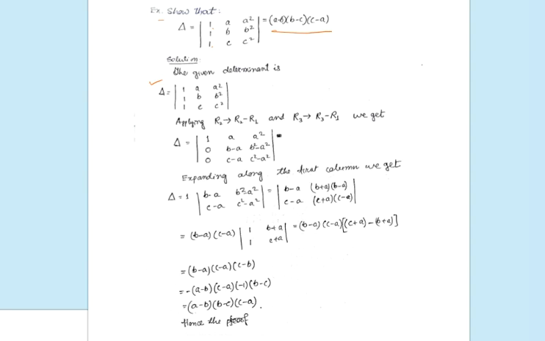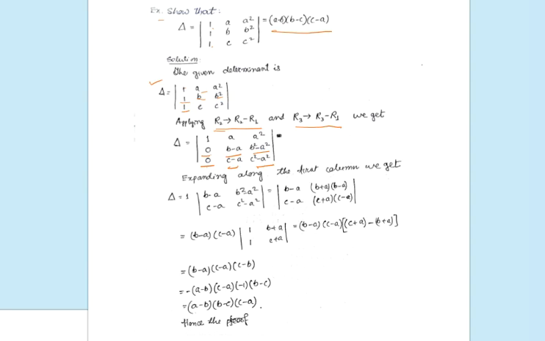So it is 1, a square; 1, b square; and 1, c square. We'll apply the row transformation R2 as R2 minus R1, and R3 as row 3 minus row 1. Now if you subtract row 1 from row 2, it will be 1 minus 1 is 0, b minus a, and b square minus a square. And if we write the third row as R3 minus R1, then again 1 minus 1 is 0, then c minus a, then c square minus a square.